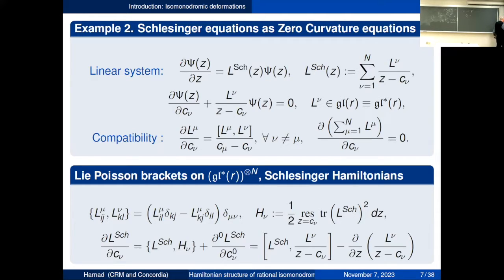Now there's something magical that happens. This object, which is not sufficient to imply zero curvature, is identically the same. You can look at it directly.